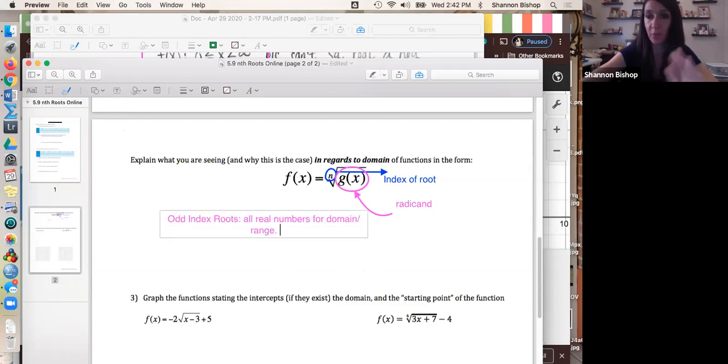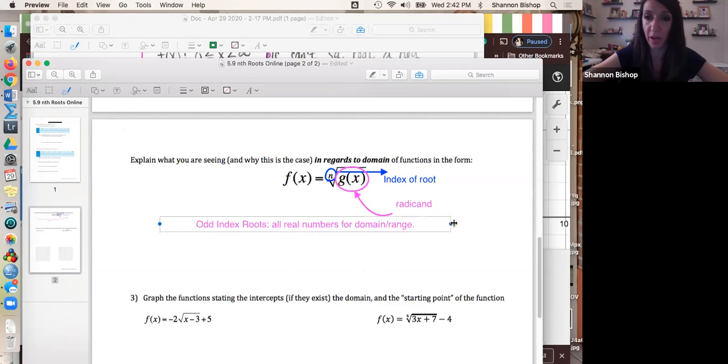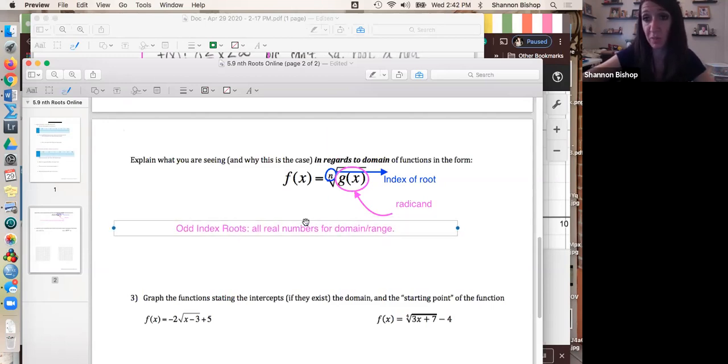Every time. No ifs, ands, or buts about it. If it's an odd root, then it's all real numbers and you just move on, because when it comes to odd increments, positives work, negatives work, whatever, everything works. So if it's an odd index root, it's simply all real numbers.